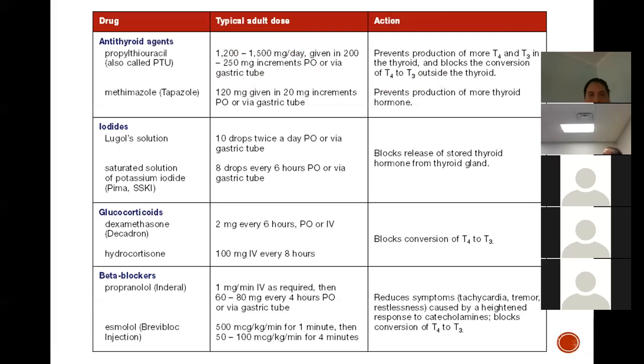I go into this a little more on the subsequent slide, but does anyone know why we don't use PTU in kids? Pregnancy? I'm sorry, I couldn't quite hear you. I thought it was related to pregnancy. Oh, pregnancy.